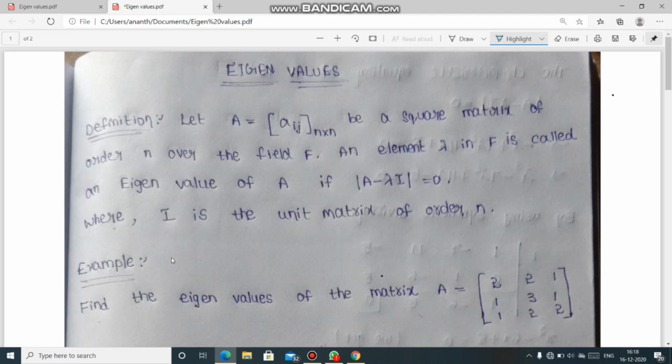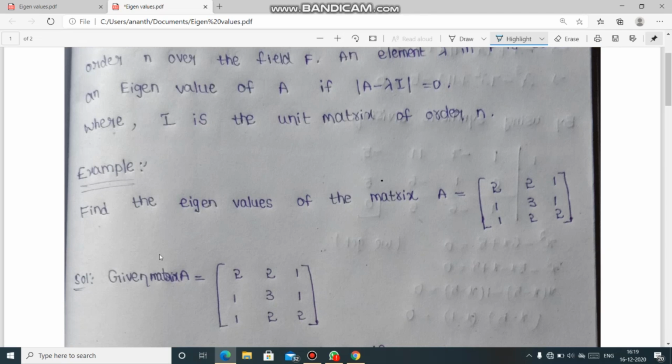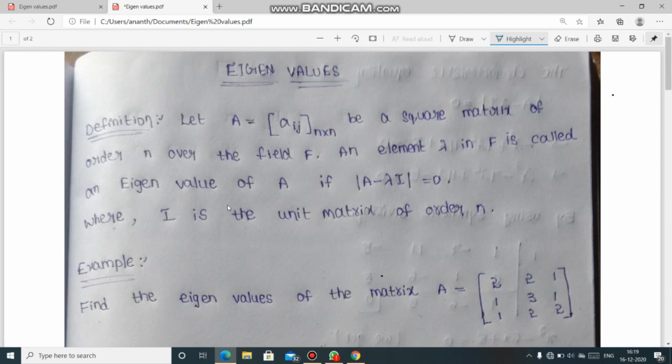Now, for clear understanding, I am going to explain eigenvalues with one example. First of all, to find the eigenvalues of any matrix, we first see that the matrix is a square matrix, which means rows and columns are equal. Then we find the determinant of A minus lambda I by taking the unit matrix of the same order.